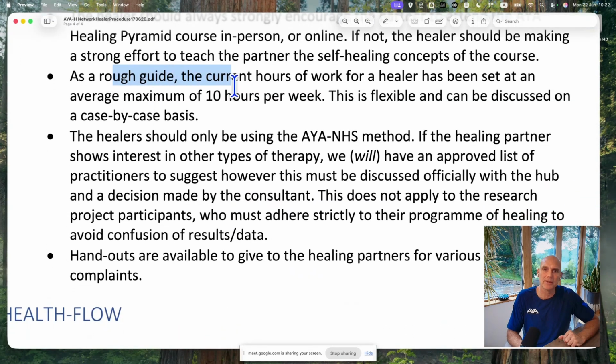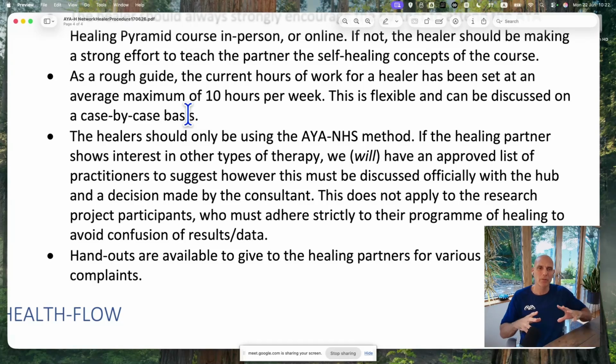Okay, another interesting one here. As a rough guide, the current hours of work for a healer has been set at an average maximum of 10 hours per week. That's what we're looking at the moment. And this can be flexible and discussed on a case-by-case basis. So that's a maximum, and that's kind of the same as what's going on now with the course, with the FASTRAC course and the assignments and all that. That's also set at a maximum of 10 hours per week.